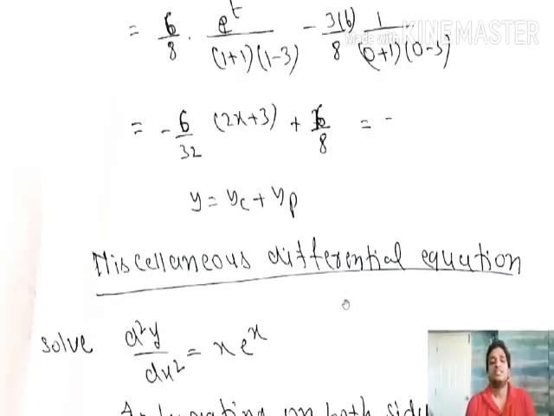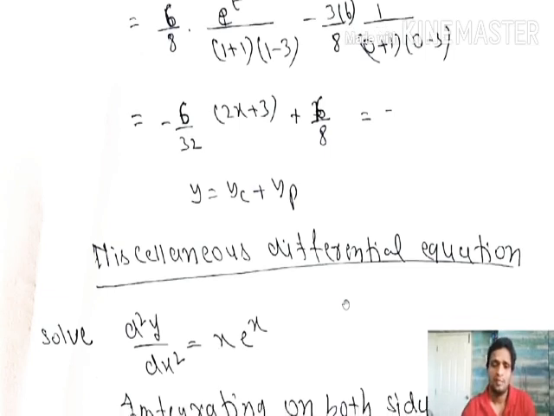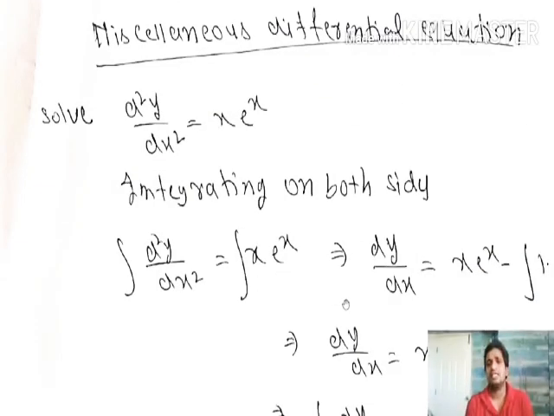This is the Legendre equation, and we have discussed some problems also. Next, miscellaneous differential equations. That means it doesn't have any formula. Just suppose if we have a differential equation of order 2, we have to integrate twice to get the solution, either in terms of y or in terms of x.